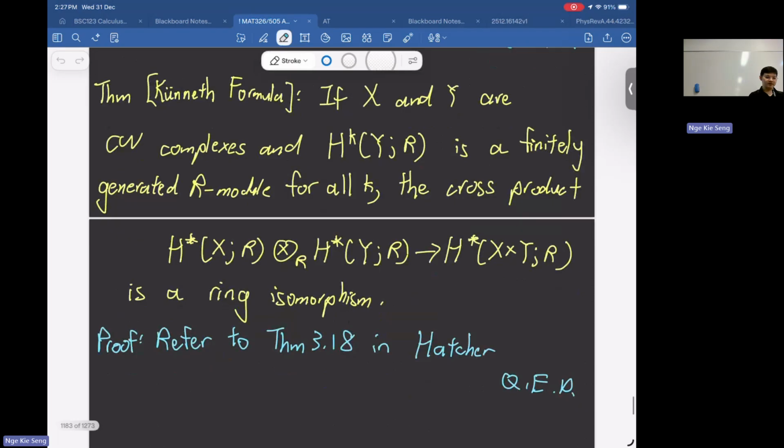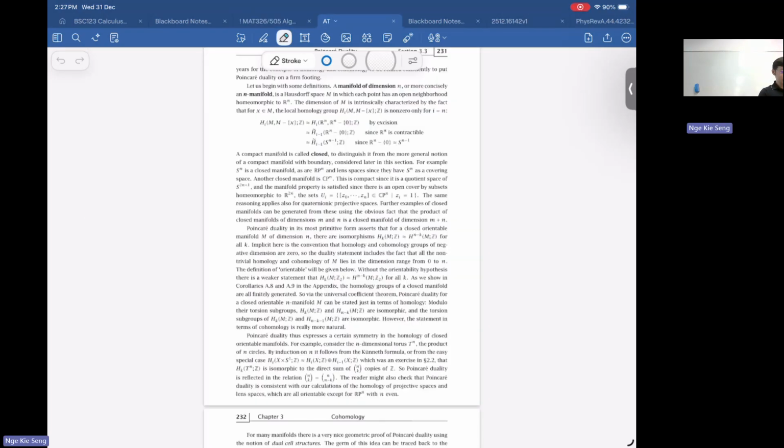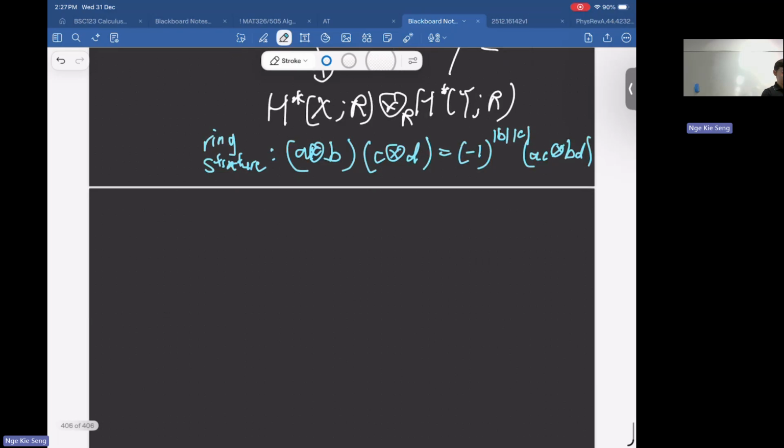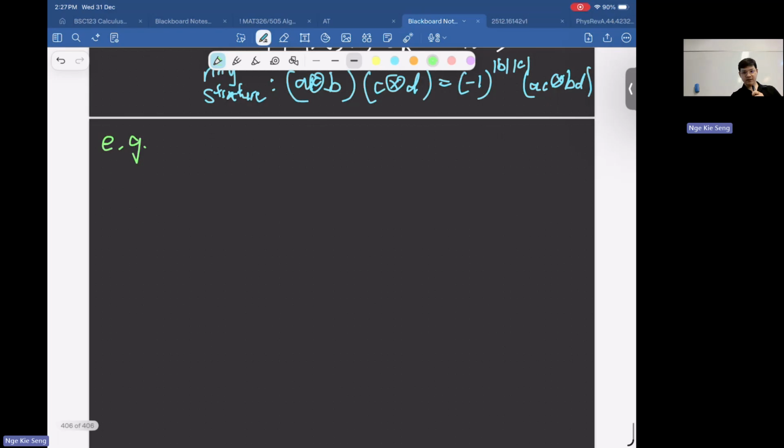Then from here we can prove that this is an isomorphism. I don't include the proof here, it's in the textbook. Okay, let's see how this works. Let's look at some examples to see how things work.